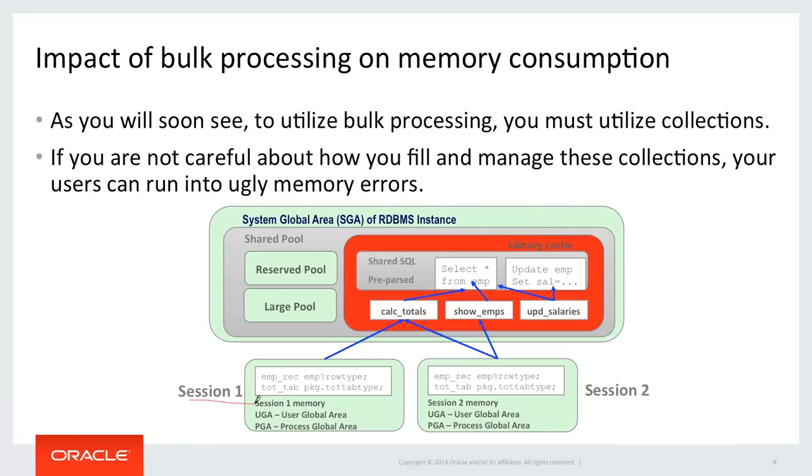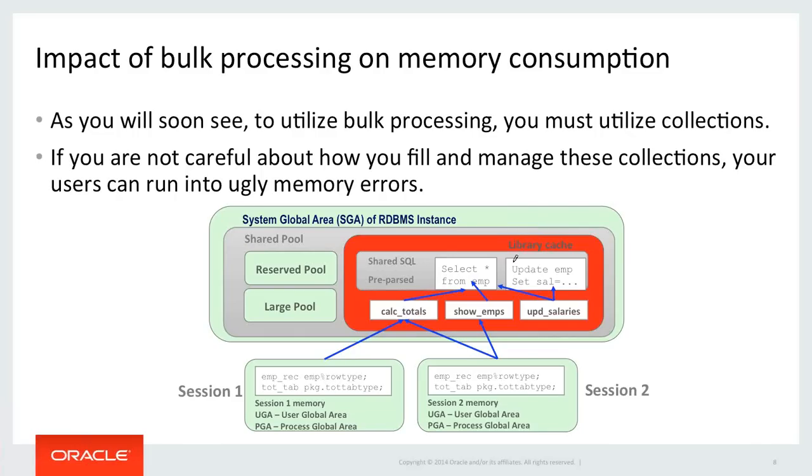So for example, if session 1 and session 2 both call the same calc totals program, then Oracle will make sure that the partially compiled source code for calc totals is loaded into memory, and then we execute that same body of code. If multiple programs like calc totals and showMs all execute the same SQL statement, Oracle will keep those pre-parsed cursors in the cache and will avoid reparsing. So Oracle does an awful lot to share data to avoid excessive processing that's not necessary.